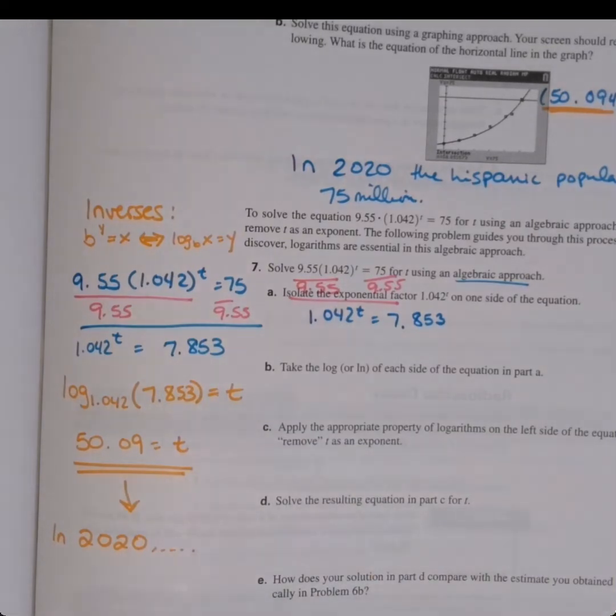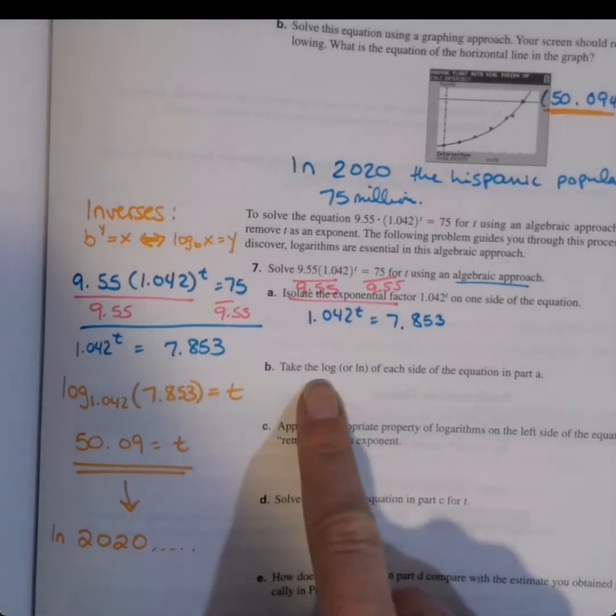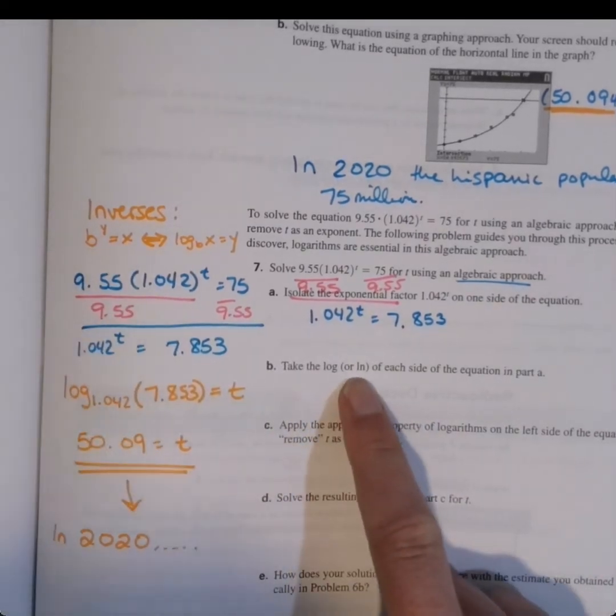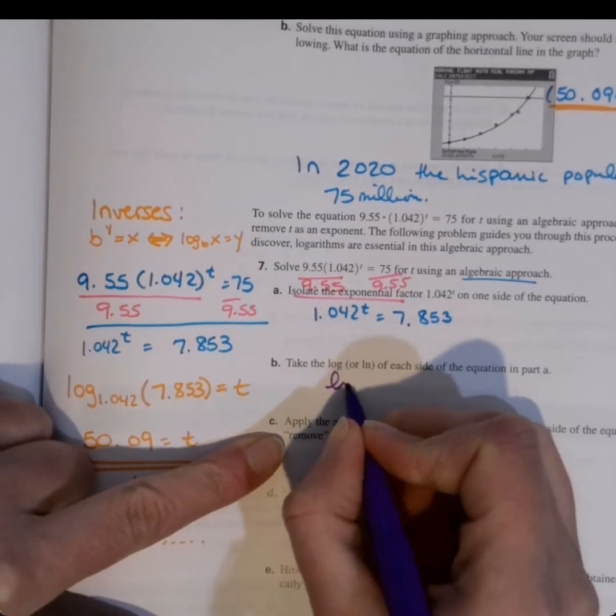Now, this is a different method. This is the more traditional method. It would involve taking the log or the natural log of both sides. If I get to choose if I'm taking the log or the natural log of both sides, I usually go for natural log. You can decide if you would like log or natural log. I'm going to do natural log. So I'm going to take the natural log of both sides.